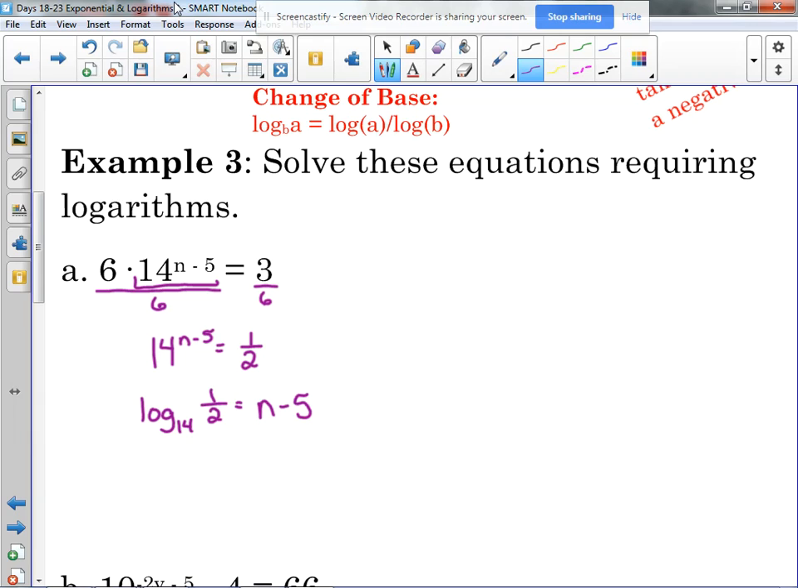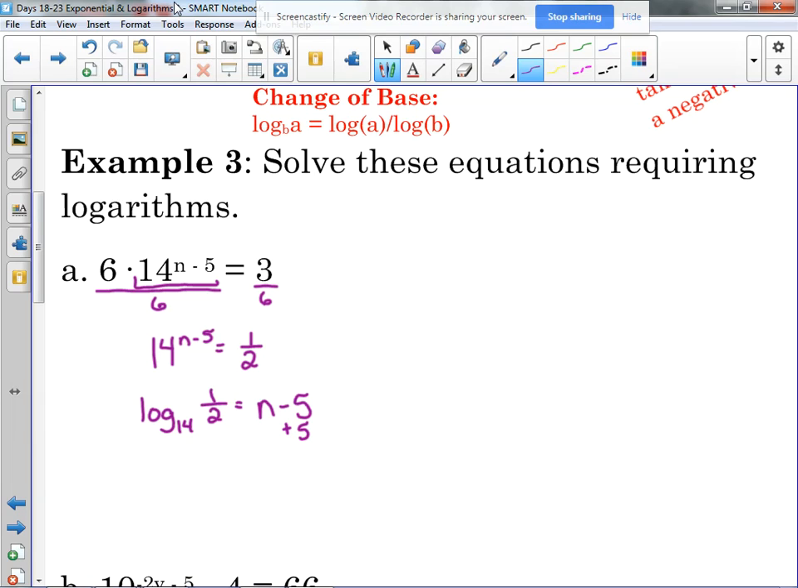Now, when you go from exponential to log form, I always do a very quick check, kind of like when I factor something. I multiply it out real quick to make sure that I factored it correctly. I'm going to do my swoop right here to make sure that I put it in log form correctly. 14 to the n minus 5 is equal to 1/2. That's what I had in the previous step, so I'm good. We're going to leave it like that and solve completely for n.